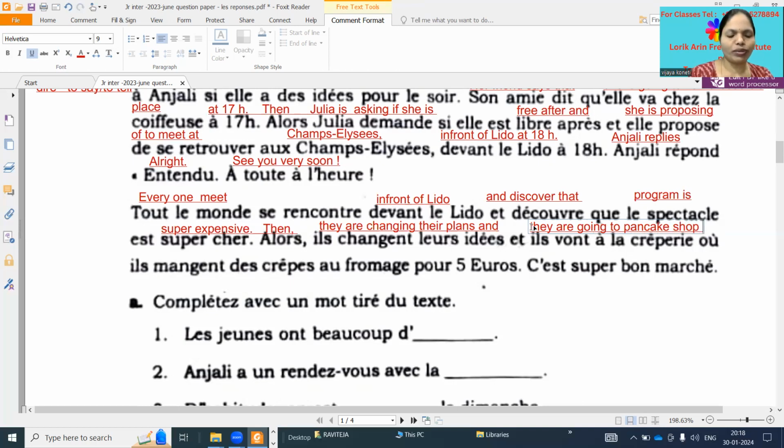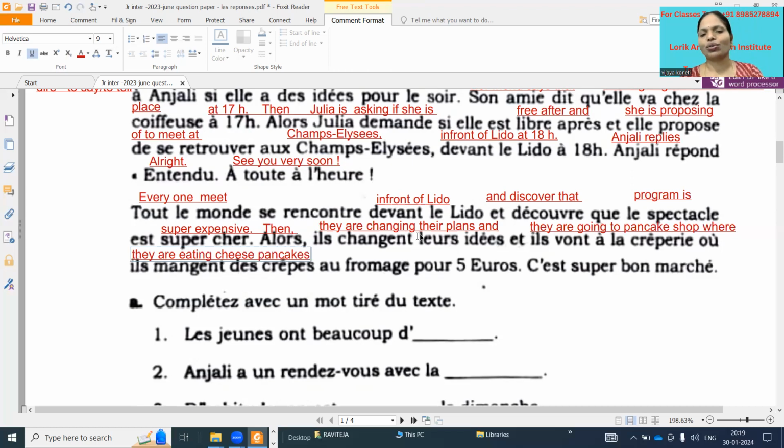And who means what? Where? Il mange de crepe, where they are eating pancakes. Au fromage means cheese pancakes. Where they are eating cheese pancakes. Crepe means pancakes and fromage means cheese. So, cheese pancakes.